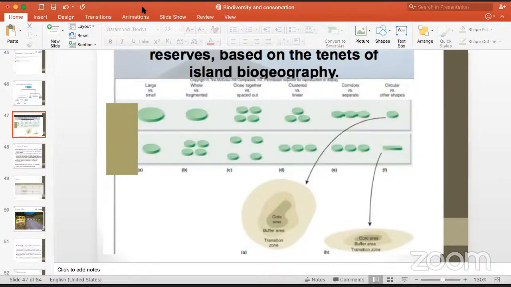Okay, so look at the slide. The distance between the core and the outside area, that is the outside of the national park, is very less. Whereas in a circular, it is nice, it is long, it is buffered. So in a circular design, there is minimum exposure to the outside, which is going to be your towns, villages, you know, an urban space, or it can be an industry.